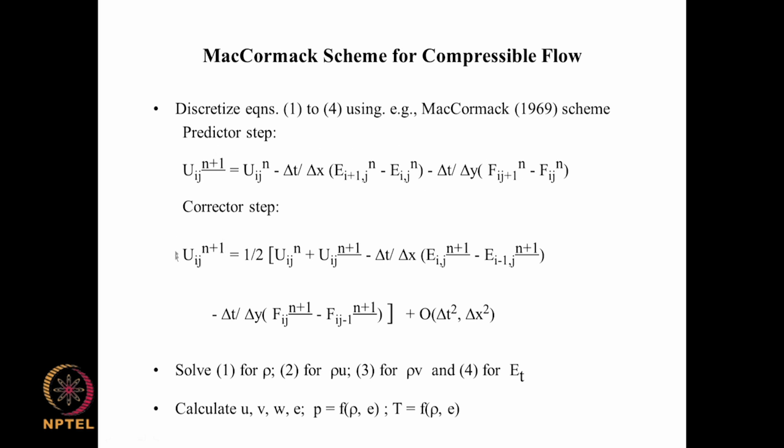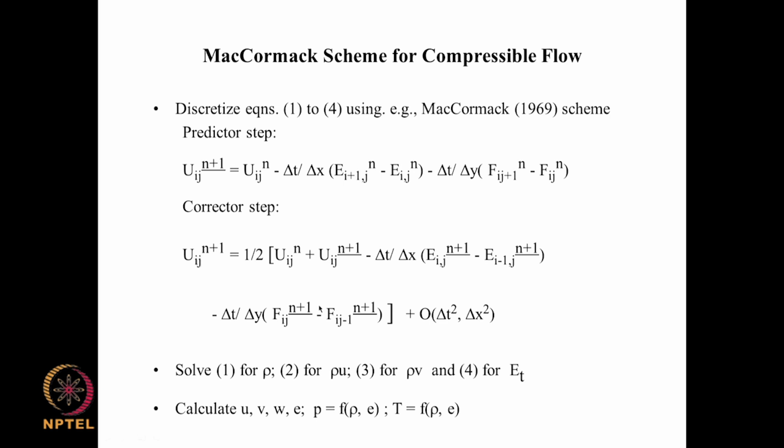Now, if you come to the corrector step, this u i j n plus 1 value is expressed in terms of u i j n, this is known, u bar i j n plus 1 is already evaluated. So, this is known here, and e i j n plus 1, that is known because you have already evaluated all the u, v, p, w and rho, temperature, all those things. So, this is known, and again e i minus 1 j n plus 1, this is known, this is known, again this is explicit.